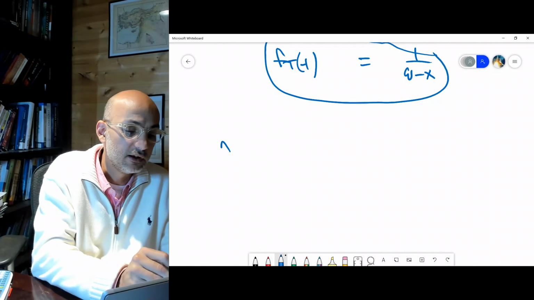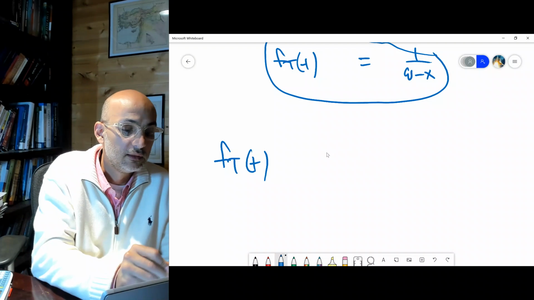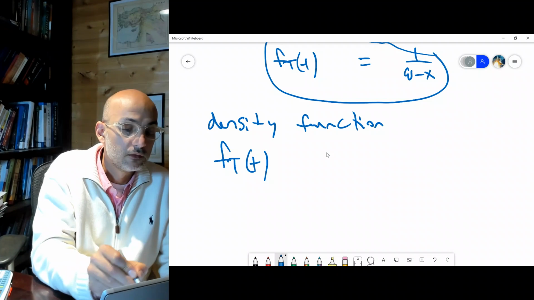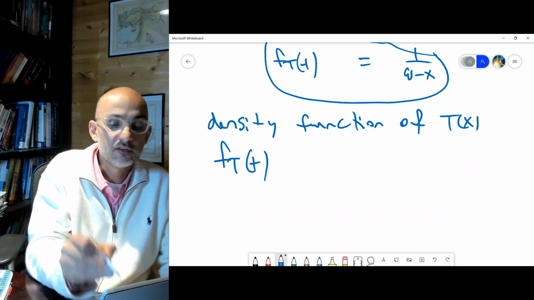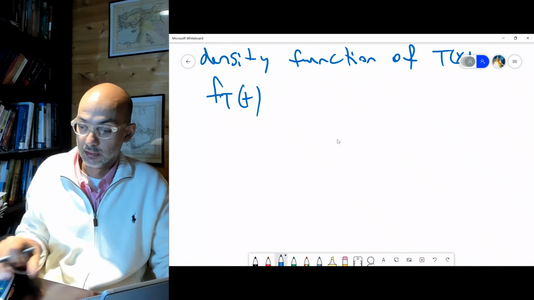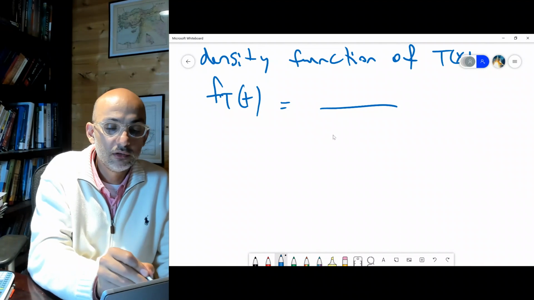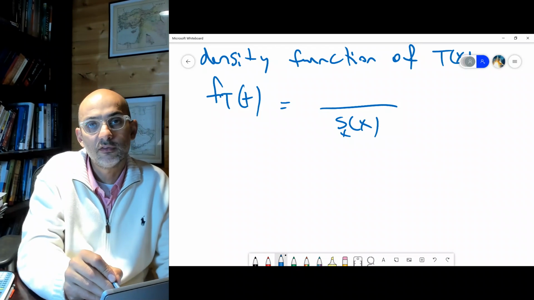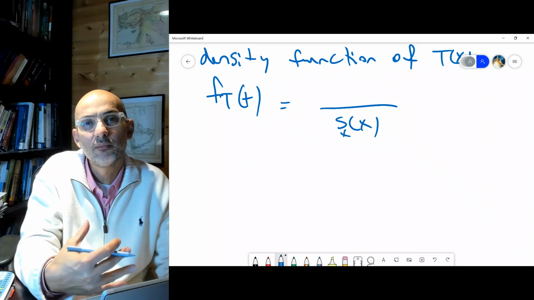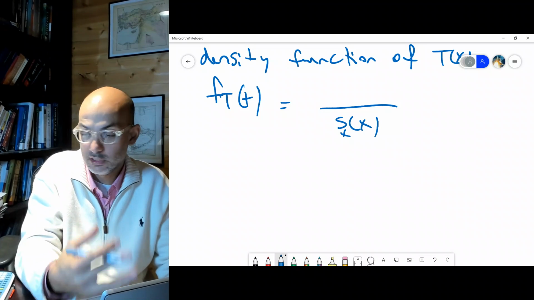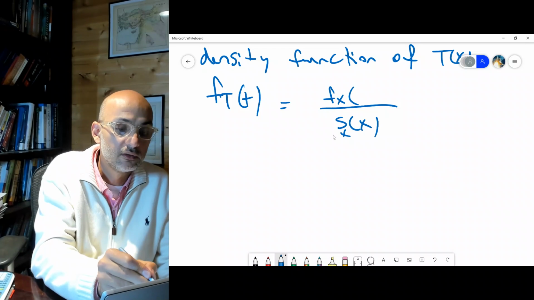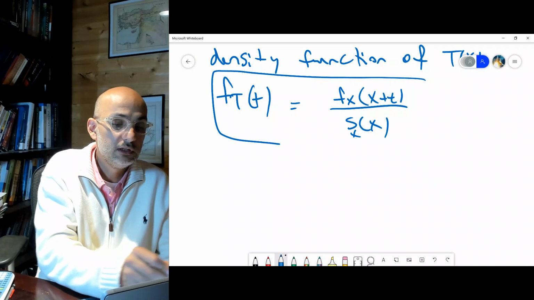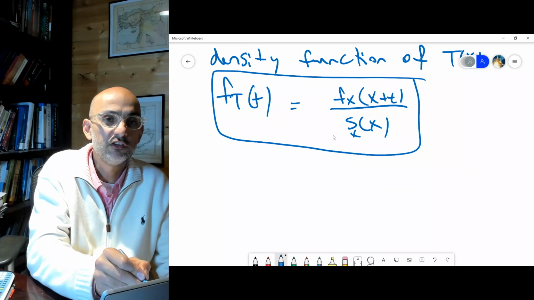But in general, the density function of T of x, f_T(t), we always divide by S of x, right? Because we are given more information, that the life reached the age of x, so we need to divide by it, and this is f of x plus t over S of x, right? It's simple. Always we need to divide by the information given to us, right?